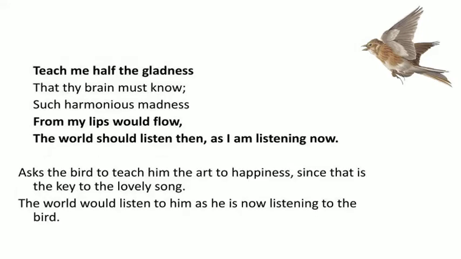Teach me half the gladness that thy brain must know. Such harmonious madness from my lips would flow. The world should listen then as I am listening now. The poet ends the poem by appealing to the bird to teach him half of its art of happiness, which its brain knows. If this could be done, such ecstatic music or poetry would flow from the lips of the poet, and the world would listen to him as he is listening to the bird's song now. So that is how the poem ends.